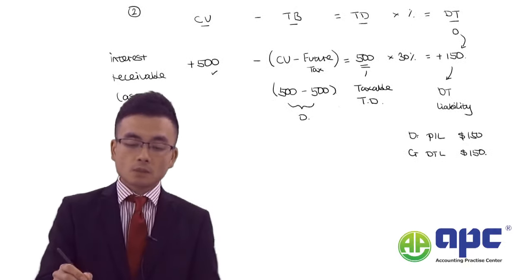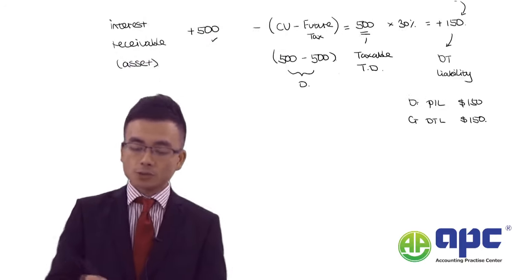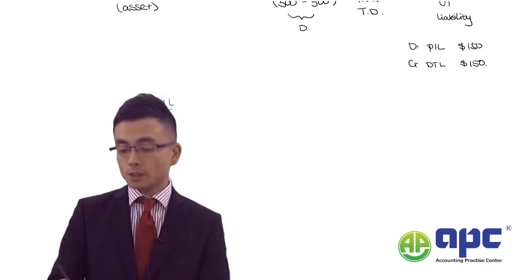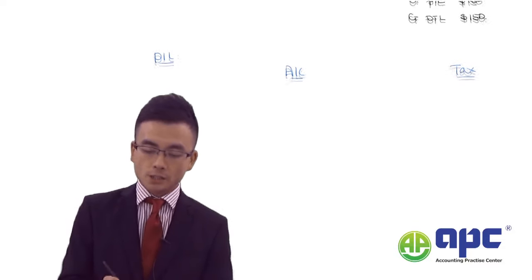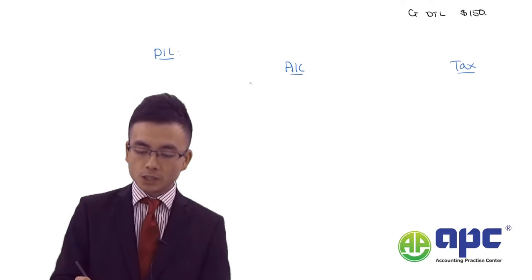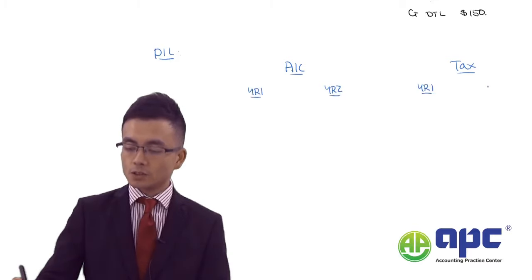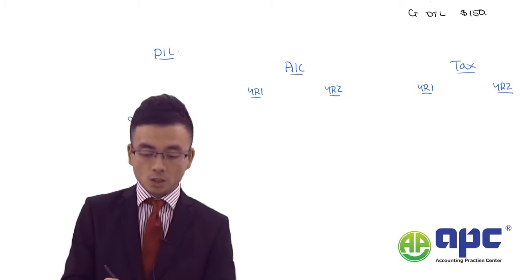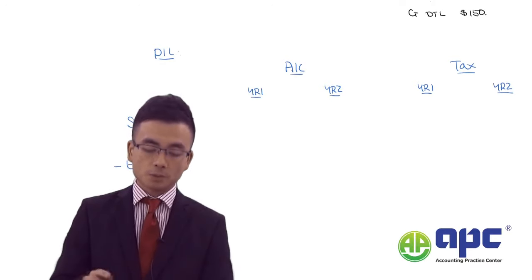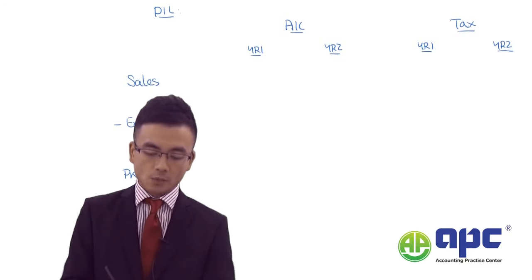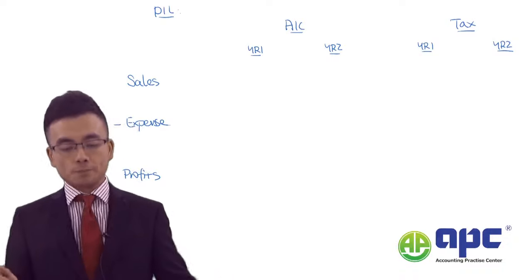So, let's now prove it and see what is going on. Suppose that we've got the P&L, one from the accounting point of view, and one from the tax point of view. Here, suppose that we've got year one as well as year two on both sides. We've got sales revenue, for example, and we minus any expenses, and that would give me the taxable profit or the profit here. And we times by the corporate income tax rate of 30%. So let's see what goes on.